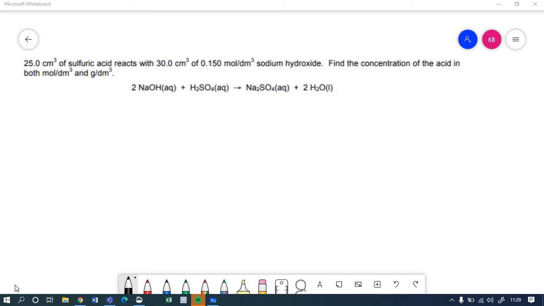Morning Year 10, I thought I'd go back through some of the work on calculations using titrations. So what I'm going to do here is give you an example of one of the methods in which you can calculate the correct values.